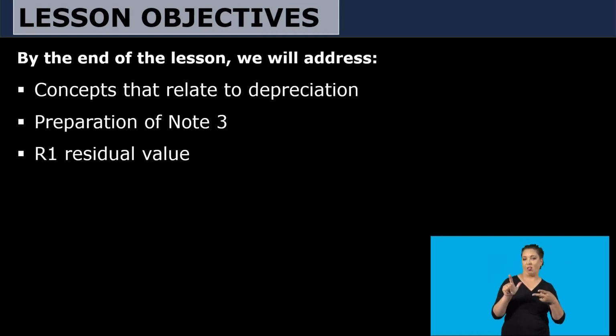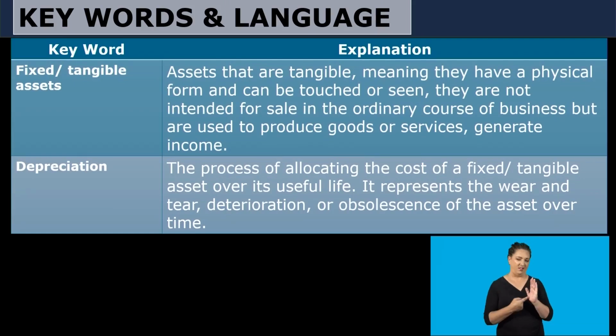Here are my objectives that I've already mentioned when I started. That is, I'm going to do calculations and concepts that relate to depreciation. And then the preparation of note 3, that is the calculation of certain missing amounts. I'll also do calculations that pertain to the one-rand residual value principle. And then here are some key words and language: fixed tangible assets and depreciation.